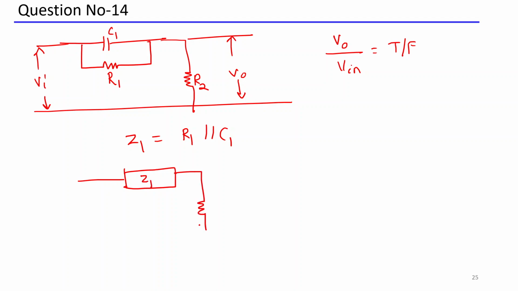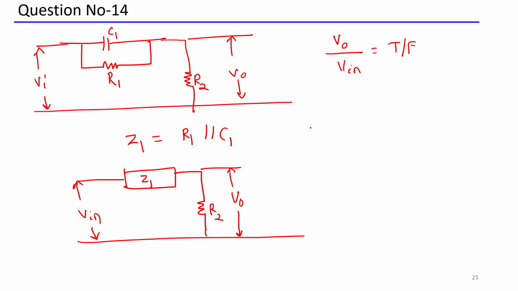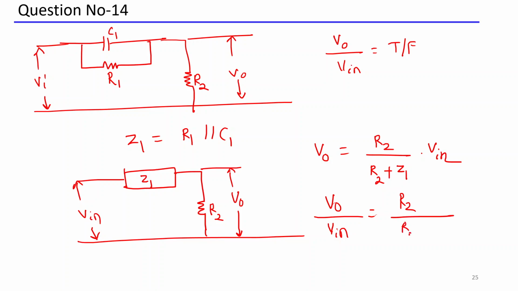Here R2 is given. This is your V0, and this is your input voltage Vin. Now you just apply the voltage divider rule. What is the voltage across R2? It will be V0, which is nothing but R2 divided by R2 plus Z1 into the input voltage. So V0 divided by Vin is nothing but R2 divided by R2 plus Z1. Now simplify this and tell me the final answer.